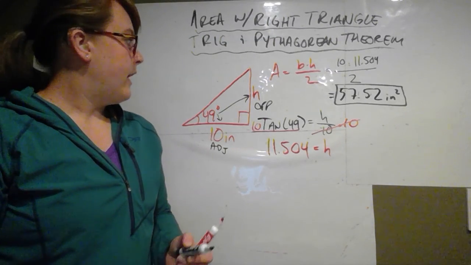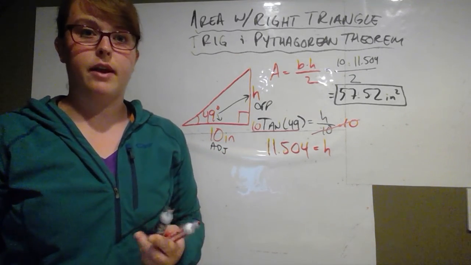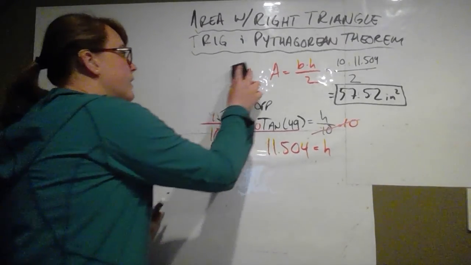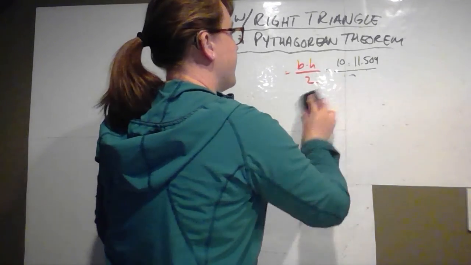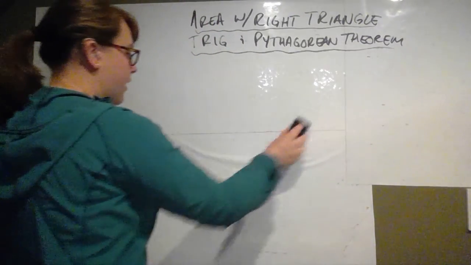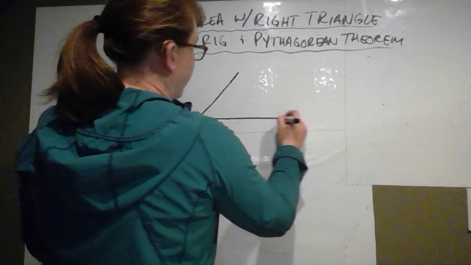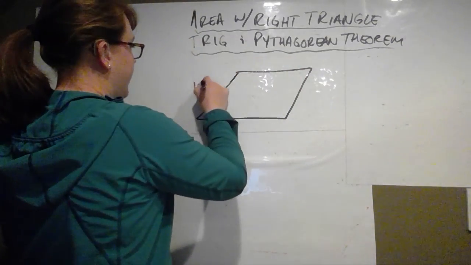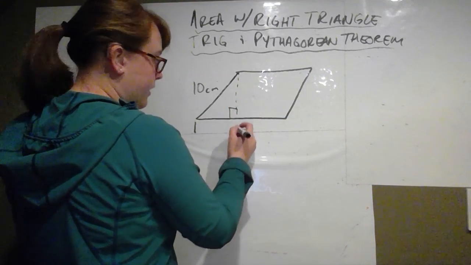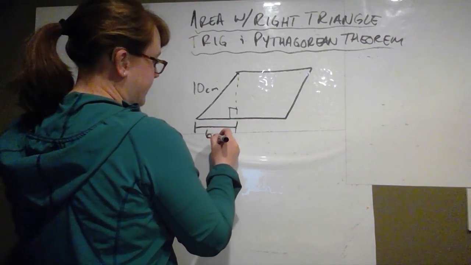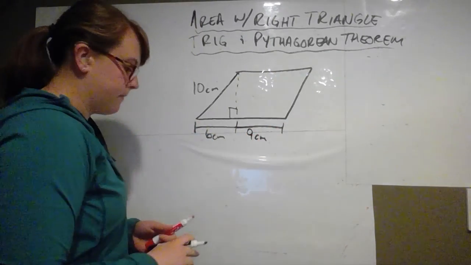Okay, so using Pythagorean theorem and right triangle trig, you're not limited to just right triangle problems, because there's triangles everywhere. So let's do another one that involves a parallelogram this time. And we use the Pythagorean theorem just for funsies. So for this one, we've got our parallelogram. We know that this side is 10 centimeters. We know that just this distance here is 6 centimeters. And then the other part of that distance is 9 centimeters.